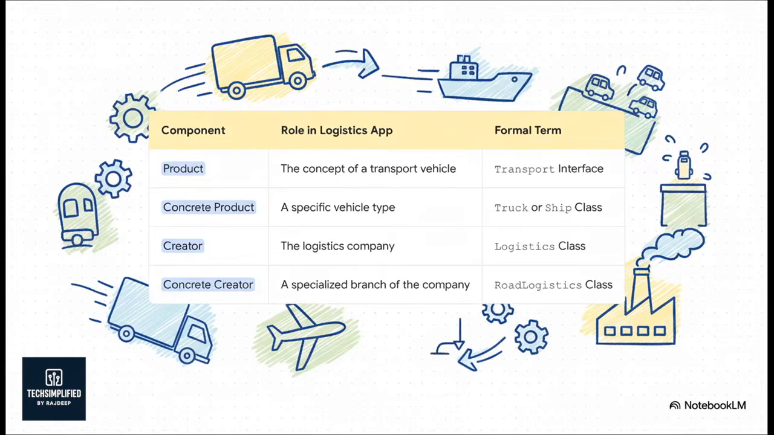And this table really shows the elegance of it. Notice how there are 2 parallel hierarchies, like 2 family trees that mirror each other. On one side, you have your products, the general idea of transport, and the specific concrete things like a truck and a ship.